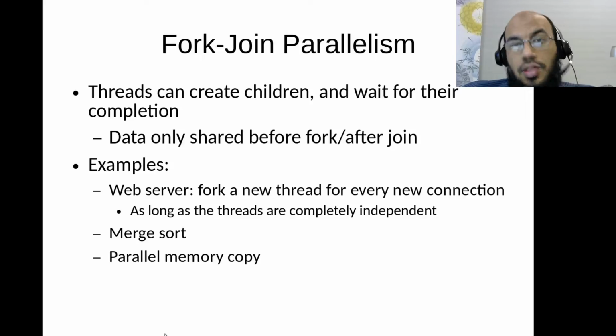So let's go back to fork and join parallelism. Threads can create children and wait for their completion, as we have seen, and basically the data is only shared before the fork and after the join.